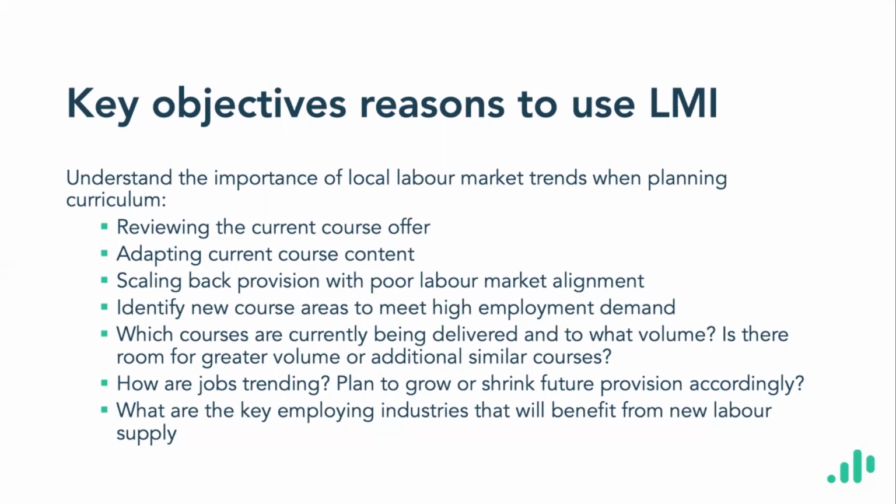We can identify new course areas to meet high employment demand. And we can also look at courses which are currently being delivered and to what volume. So is there a greater need for an additional volume of a similar course? So we can start to see this particularly where there is a disparity in supply and demand, from the number of completers that a college are putting out into the market compared to the local job openings. And we can start to see that within the data as well. So just some points there to consider why we'd use LMI.